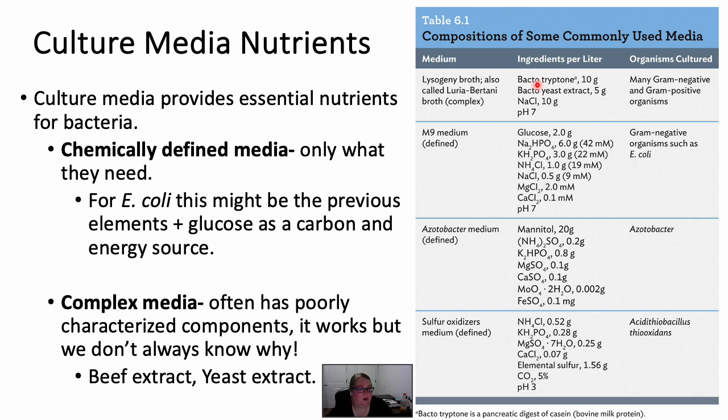One thing I would want you to be able to do is look at a list of ingredients and figure out if the media is chemically defined, or if it's a complex media where we don't know everything that's in it.